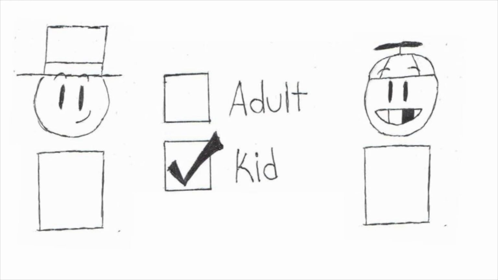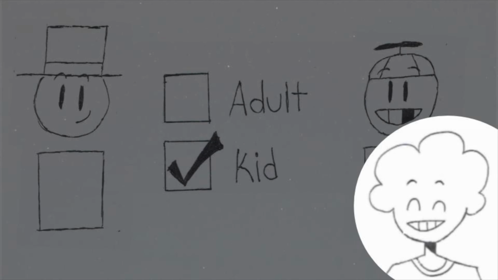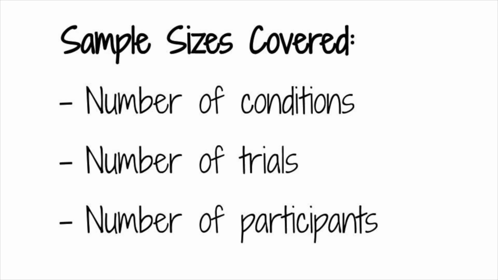To categorize your participants into the two groups, like adults and kids, make sure that you ask each participant to specify which age category they fall into in your survey. In this video, we covered using the number of experimental conditions as a sample size, using the number of trials of each condition as a sample size, and using the number of participants in your experiment as a sample size.